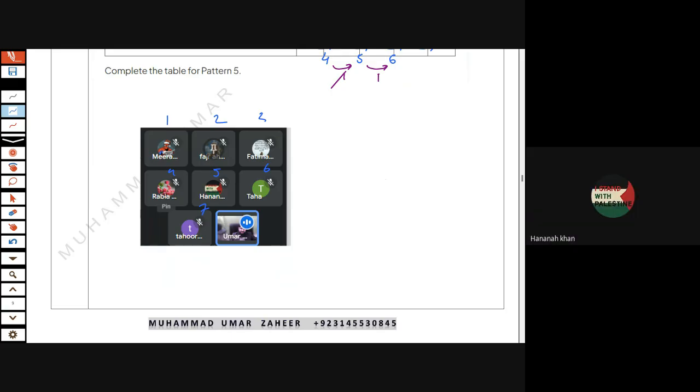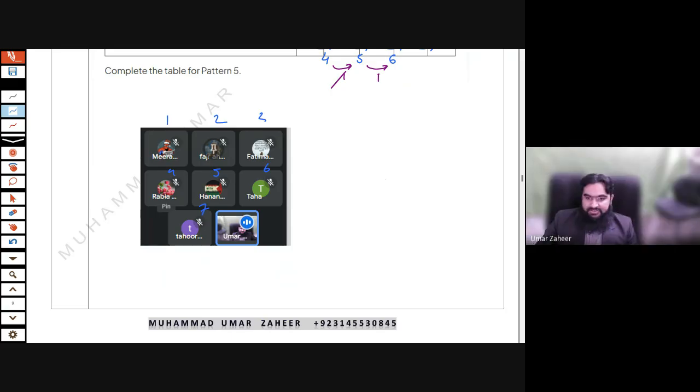Yes, Rabia. Miran is at the first place. And Rabia, what is your place? Fourth. It is a place number. Tn is the value, and n is the place. Here n is the fourth term, which means you have a place at the fourth position.